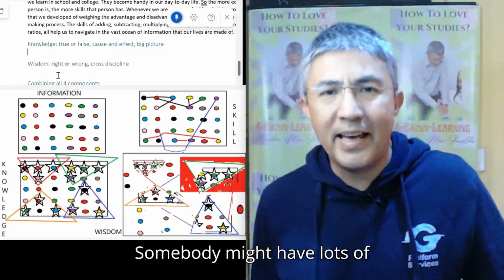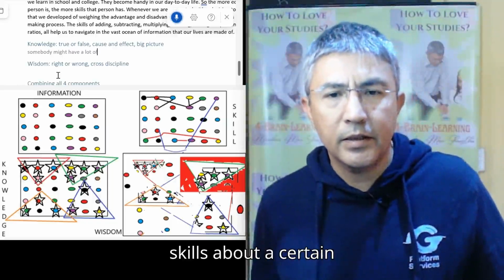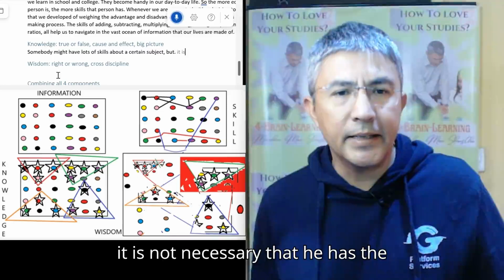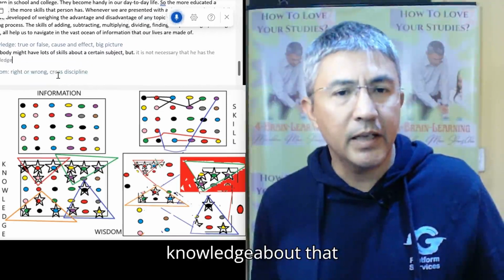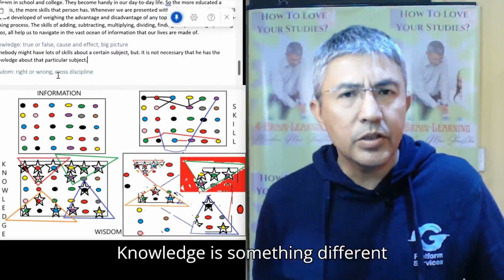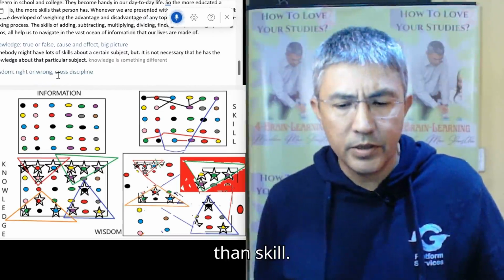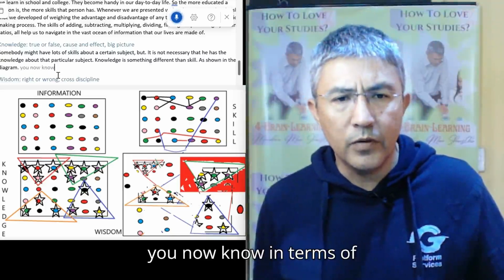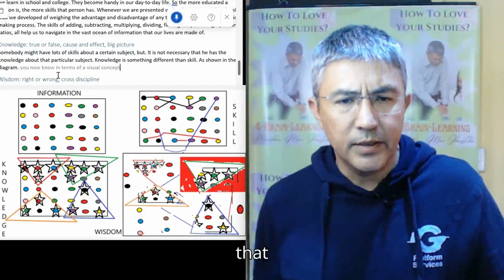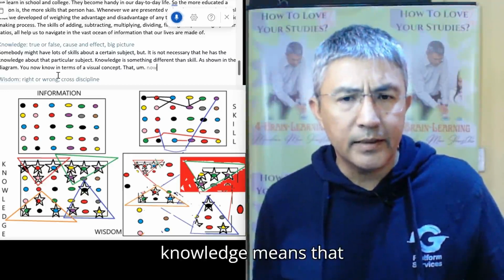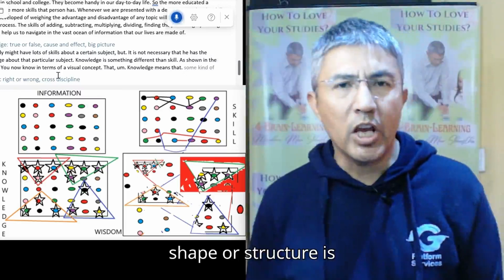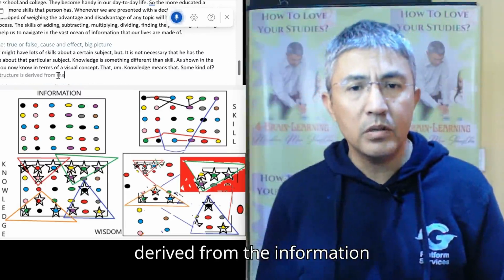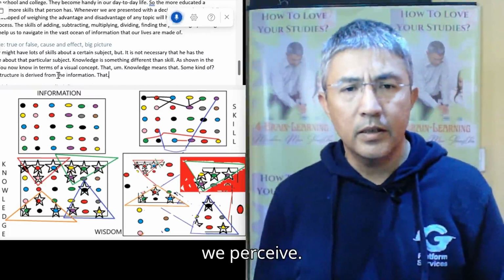Somebody might have lots of skills about a certain subject, but it is not necessary that he has the knowledge about that particular subject. Knowledge is something different than skill. As shown in the diagram, you now know in terms of a visual concept that knowledge means that some kind of shape or structure is derived from the information that we perceive.